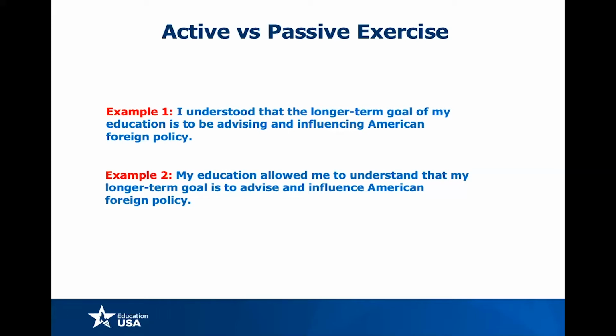So example 1. I wrote, I understood that the longer term goal of my education is to be advising and influencing American foreign policy. So you can see I am the one doing the action, and I did something that's concrete and there's detail. That's perfect. This tells someone exactly what I was doing. Whereas the second one, and they both mean the exact same thing, says, my education allowed me to understand that my longer term goal is to advise and influence American foreign policy. They both literally mean the exact same thing.